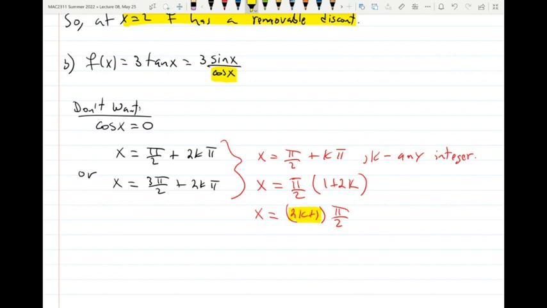So the domain of this function is all real numbers except the odd multiples of pi over 2. So you have to skip pi over 2, 3 pi over 2, 5 pi over 2, and all those. I guess it's easy to remember this. If you want to remember something, it's easy to remember this and remember this. Okay?